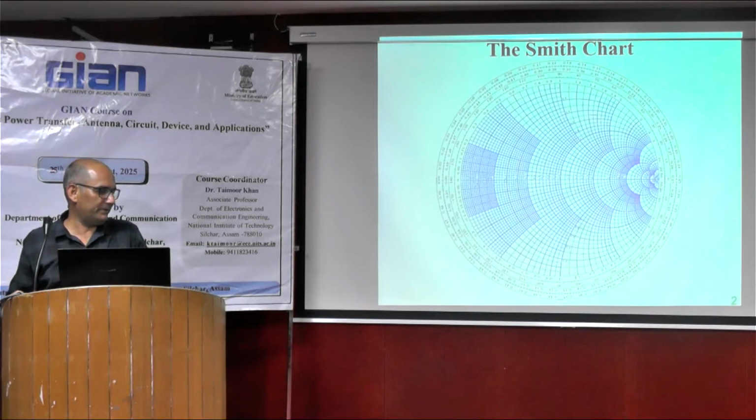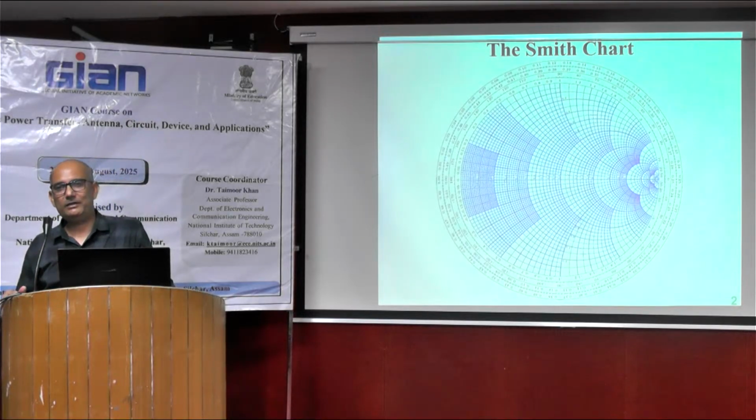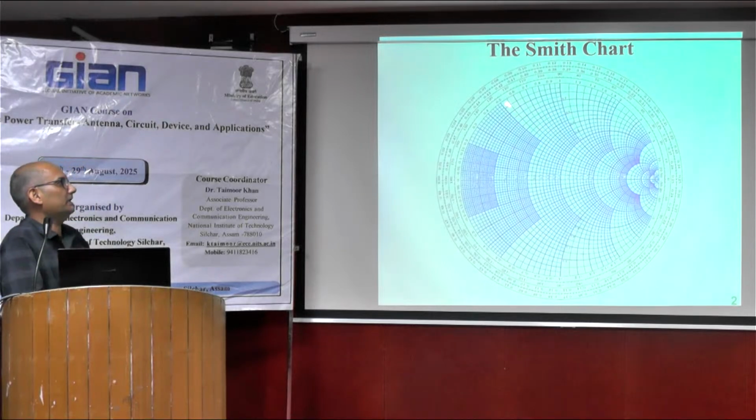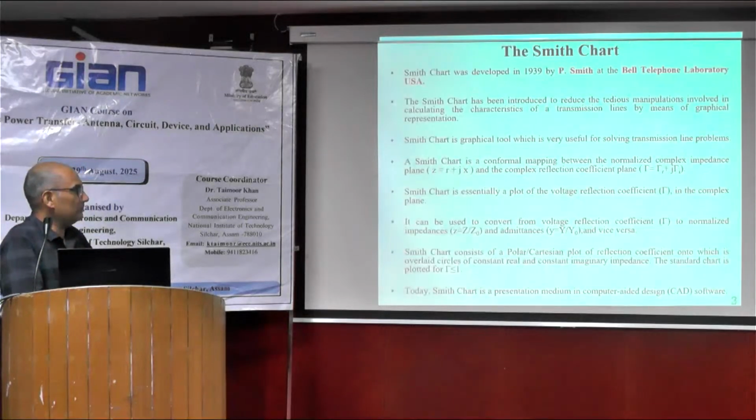Ultimately, this is more or less similar to a graphical representation of the entire thing. When the system is operating at high frequency, it is very easy to represent on this graph, what we call the Smith chart. Let us go to a brief history of the Smith chart. It came in 1939 from P. Smith at Bell Telephone Laboratory, United States. The Smith chart was introduced to reduce the tedious manipulations involved in calculating the characteristics of a transmission line by means of a graphical representation.